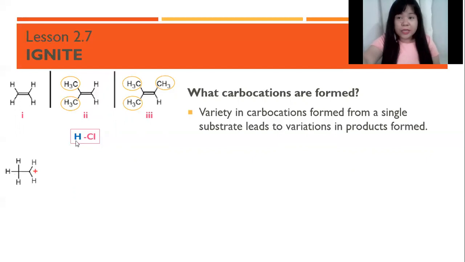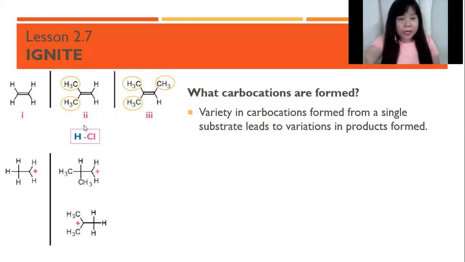If the H+ attaches itself to the other carbon here, this other carbon would acquire the positive charge. And that's basically just the same as this structure. Therefore, in this case, we only have one possible carbocation. So for symmetrical alkenes around the double bond, we only have one possible carbocation.